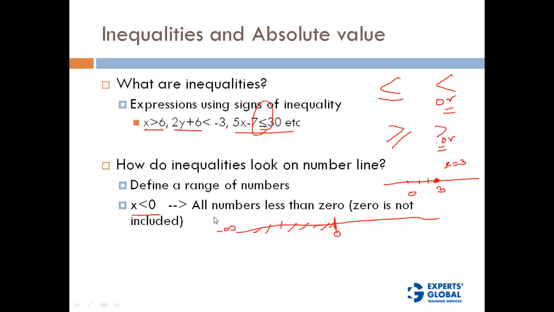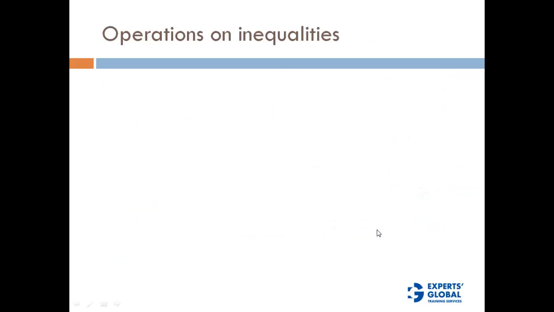So like we saw, inequalities are basically regions on a number line. X less than 0 and x less than or equal to 0 will always represent two different regions. The only difference between those two regions will be that in x less than 0 we will not have 0, whereas in x less than or equal to 0 we will also include 0. So that's a very important distinction we need to understand. Let's move on.